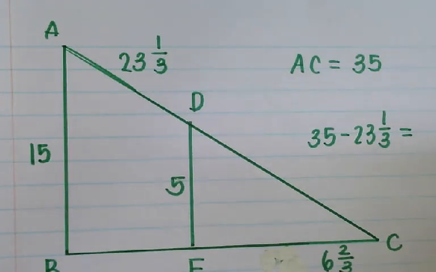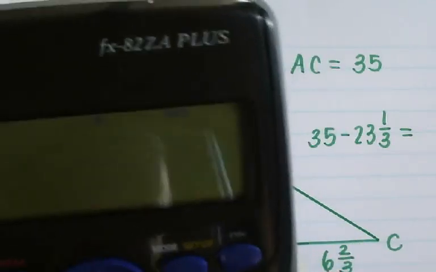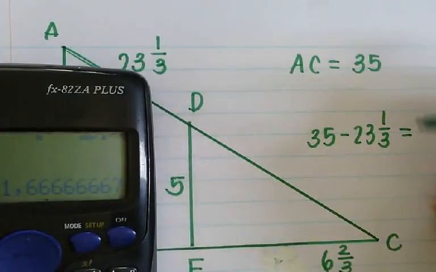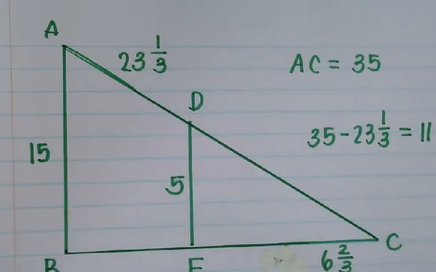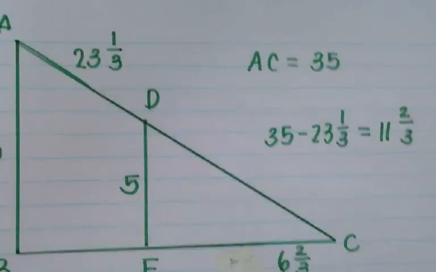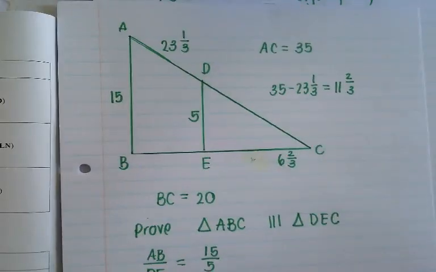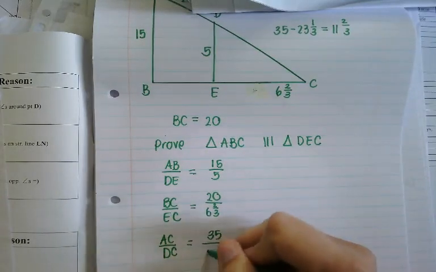This is so difficult to do on a calculator. Convert it to improper, it's the best way. Or you can go 35 minus 23 equals 12, minus another third, which gives you 35 over 3 or 11 and 2/3. But you can leave it as improper as well, it's not the end of the world. So we have 11 and 2/3 that we have to subtract at the bottom there.